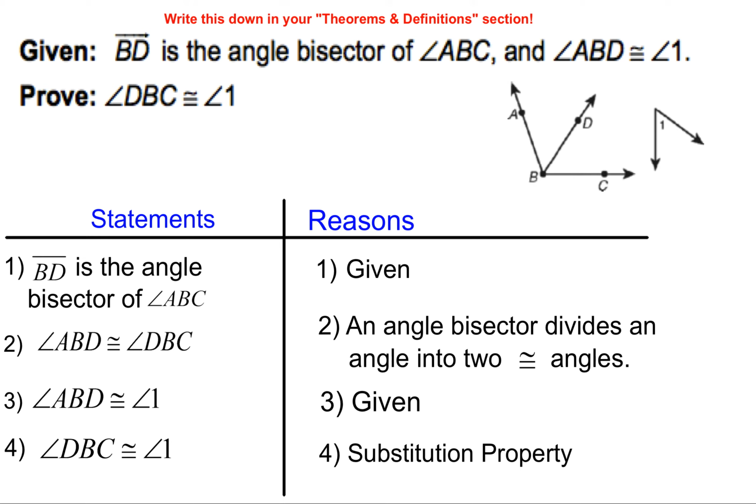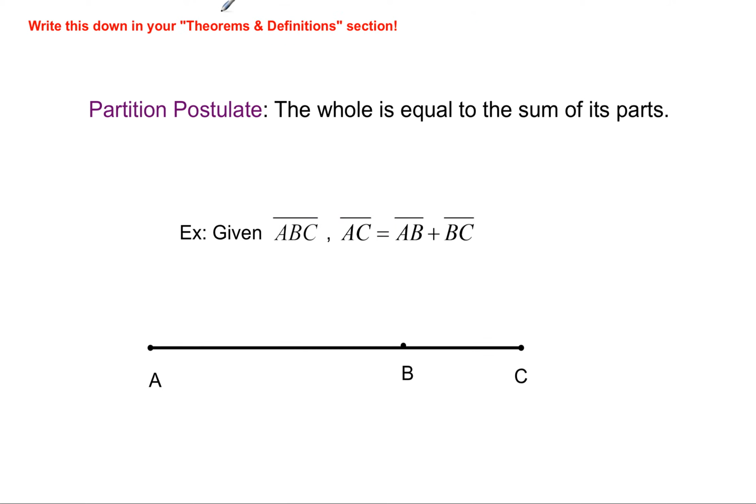Okay, so let's take a look at another postulate that you need to know, and that is called the partition postulate. The partition postulate is actually something you already know, because it's logical that the whole is equal to the sum of its parts. So let's take an example. I have line segment ABC here. AC, this big line AC, is equal to two pieces, AB plus BC. In other words, I'm adding AB and BC together to get big line segment AC. It is that simple. The whole is equal to the sum of its parts.